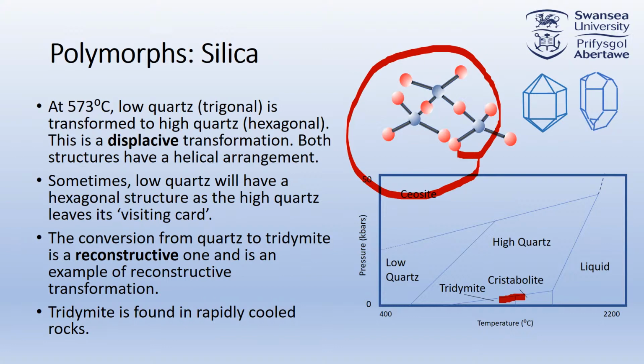Before I carry on, I just want to say there are different types of polymorphism that we can see, which I won't go into the details of, but you should be aware that we have something called order-disorder polymorphism, and that basically is where you have 2 different atoms distributed either randomly or ordered between different sites across the mineral. So an example of a mineral that shows this order-disorder polymorphism is potassium feldspar.